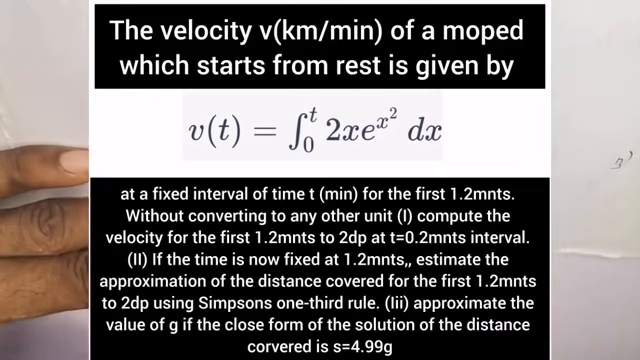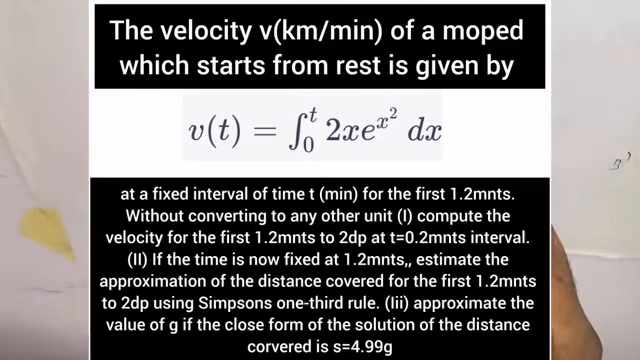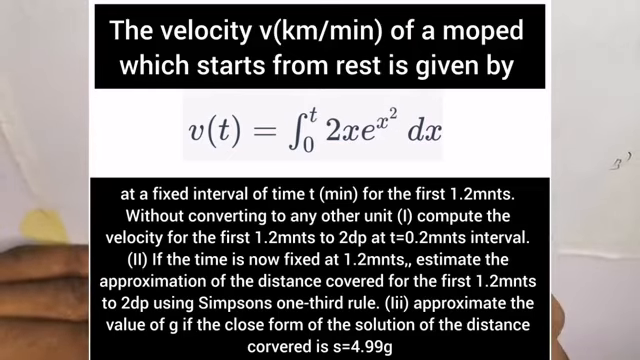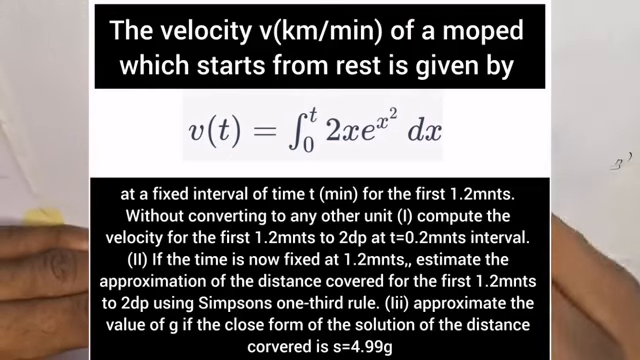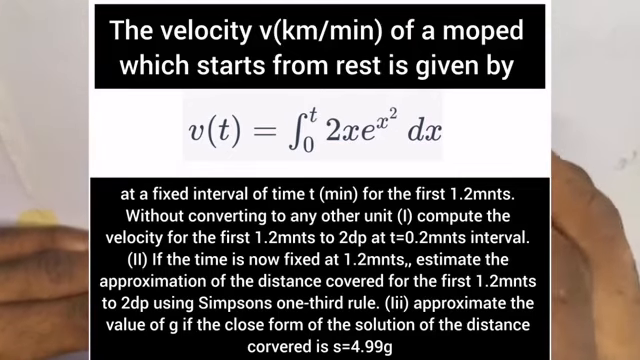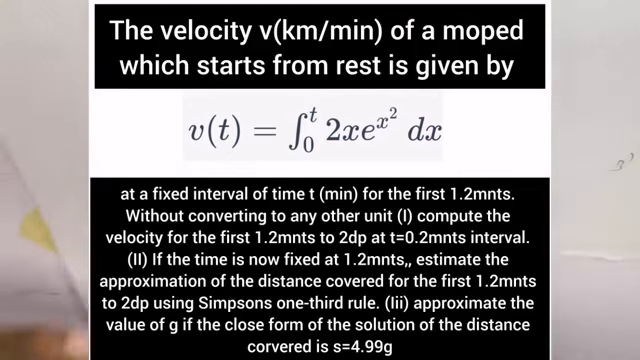this function, v is equal to integral from 0 to t of 2x exponential x squared dx, is given by that integral at a fixed interval of time t in minutes for the first 1.2 minutes without converting to any other unit.